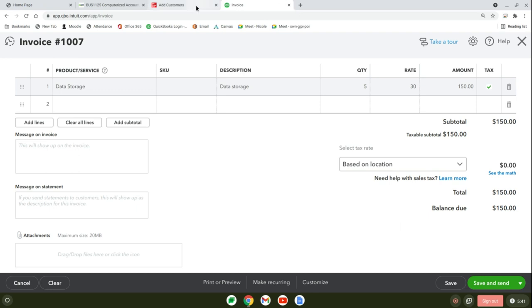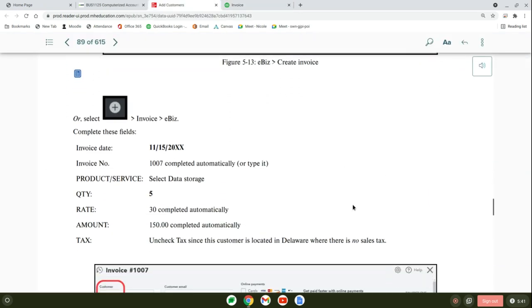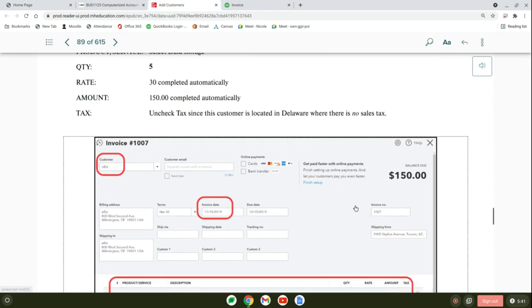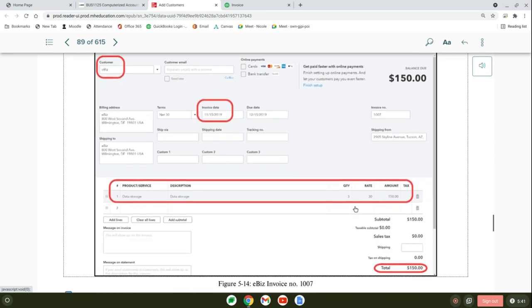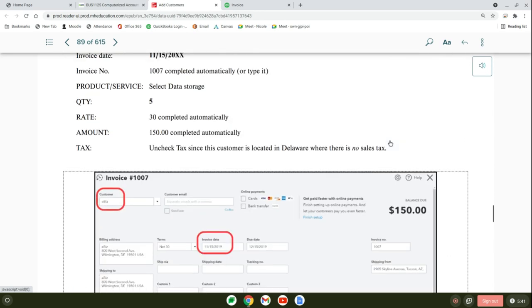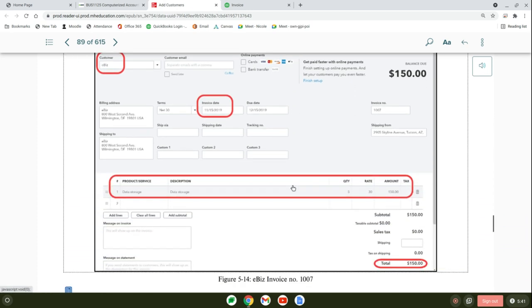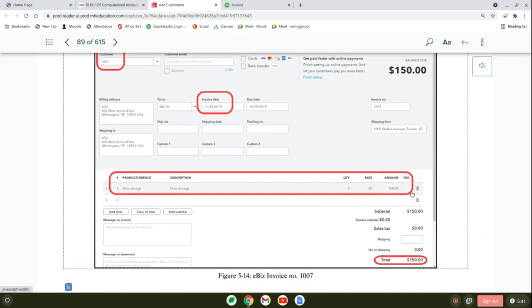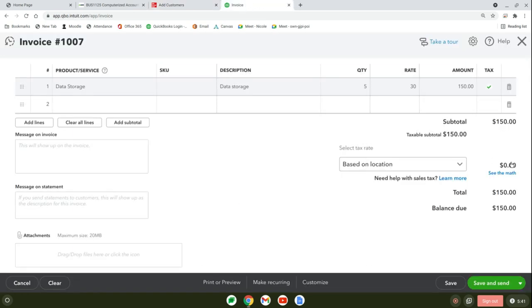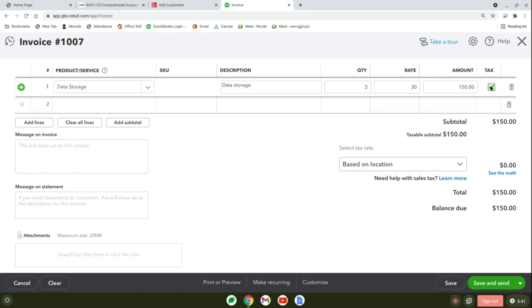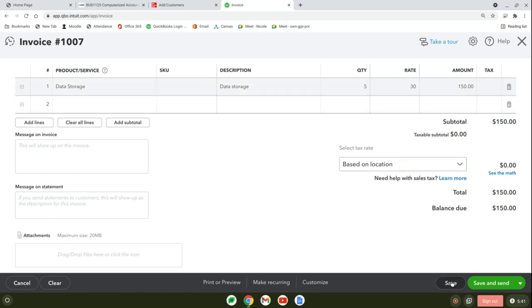And let's go to the textbook so you can see. Actually, I see here they say uncheck it, so we'll do that. But it doesn't apply it anyway. But I'll do that so that I am aligned with the book, so I'll uncheck it. And then we're going to go save and new. Because they have us doing 3 more.